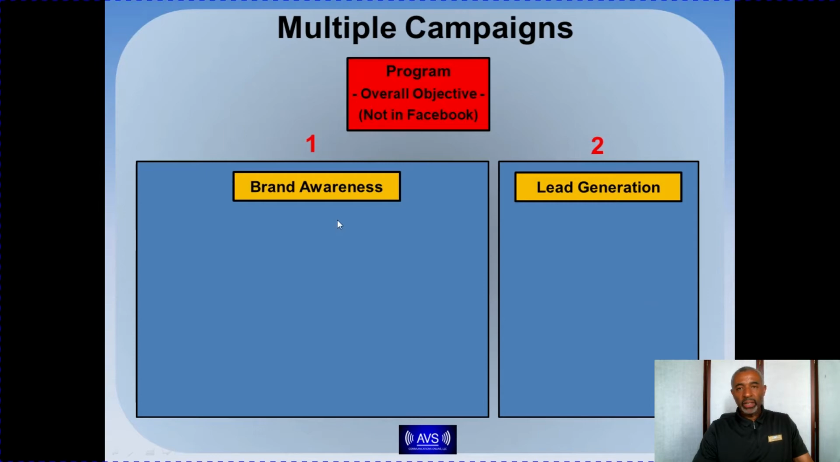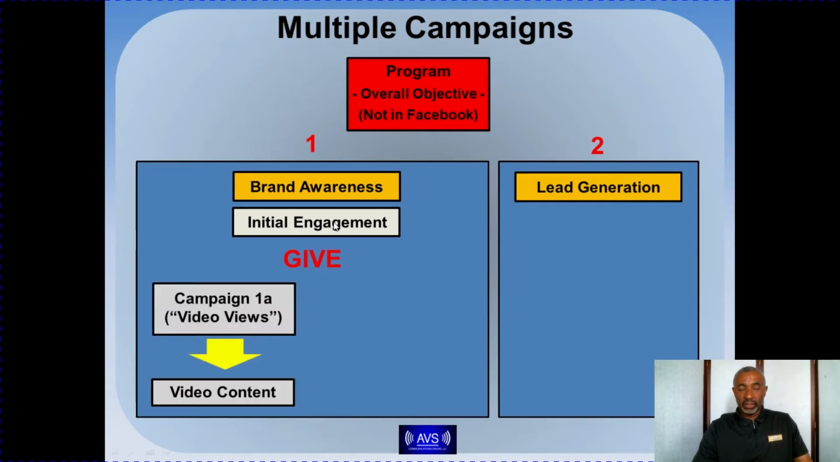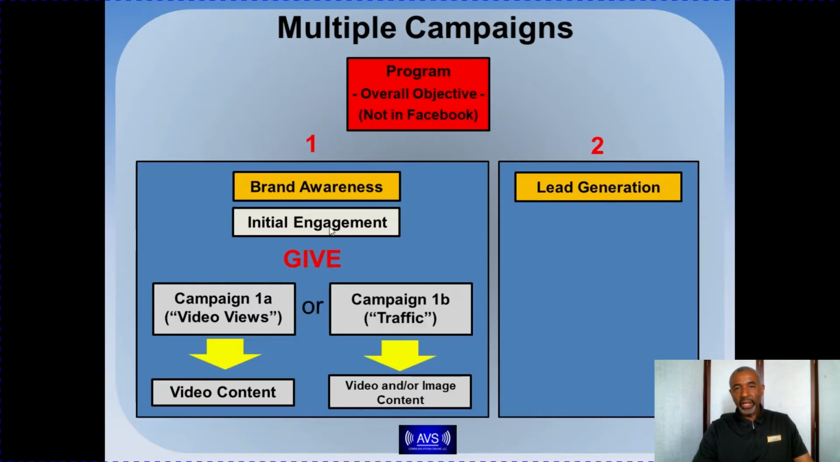So on the brand awareness side, this is your initial engagement. This is where you start giving away content. You can have a campaign of either video views, where you're just pushing out video content, or you can do a traffic campaign that will allow you to push out both videos and image ads.